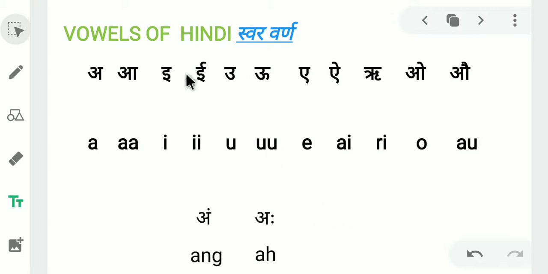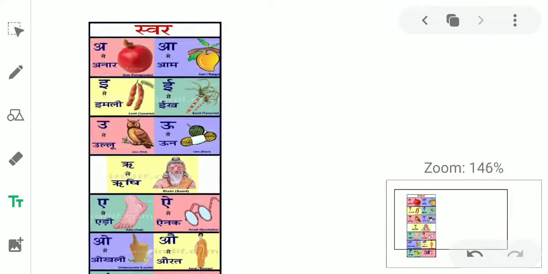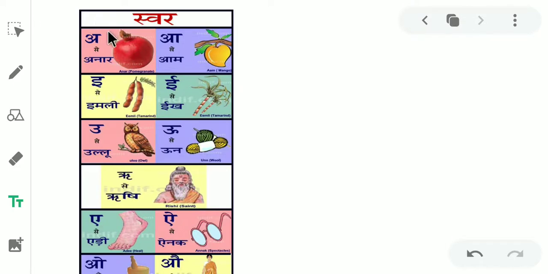You should repeat it once again: A, Aa, E, Ee, U, Oo, Ri, A, I, O, Au, Ang, Ah. So these are the basics of the Hindi language. We are going to discuss some more about this.